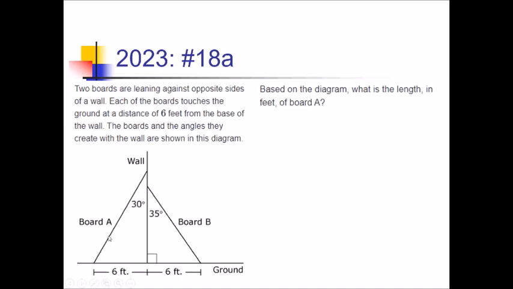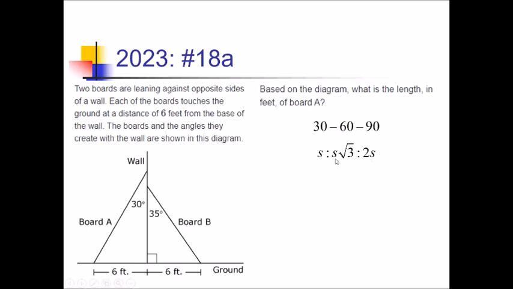Now the key here is recognizing that board A forms a triangle with the wall, and it's not just any triangle, it's a right triangle, and it's not just any right triangle. Since we have 30 degrees here and 90 here, that means we have another 60 over here, so this is a 30, 60, 90 right triangle, which means that we can use that ratio that all of those 30, 60, 90s have. That would be S, S radical 3, and 2S, or whatever letters you want to use for those.